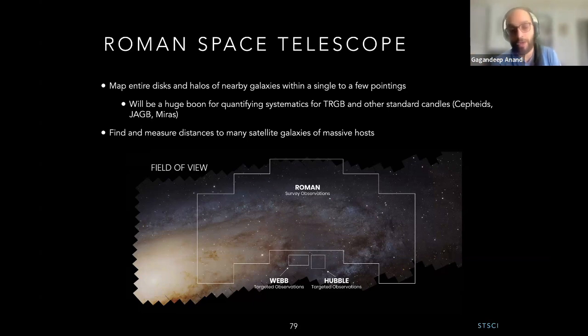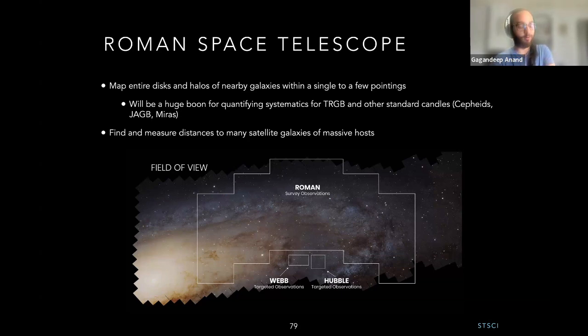And this is basically not possible with Hubble or JWST because you're not going to get the time to do it. But with Roman, this will allow us to quantify any remaining systematics in the TRGB methods, as well as all the other standard candles. And if you care about things like finding satellite galaxies, measuring their distances and luminosity functions, this will allow you to do that really efficiently. So we're really looking forward to Roman in a couple of years.